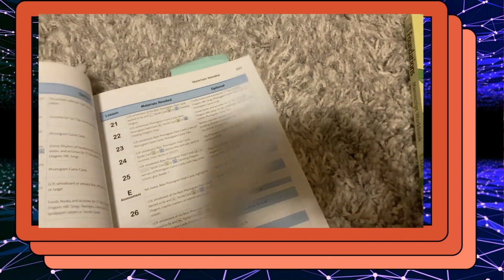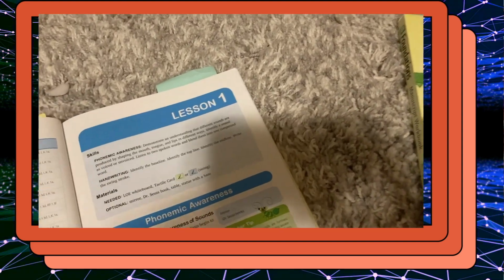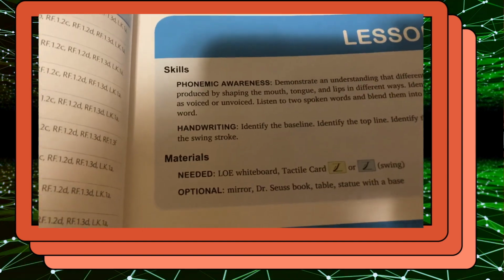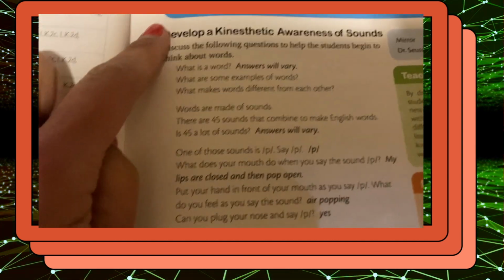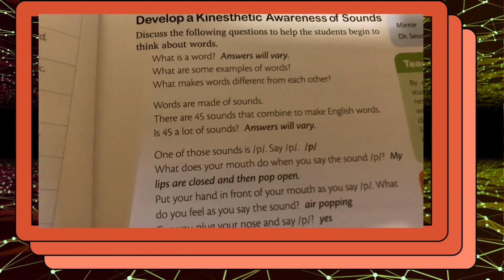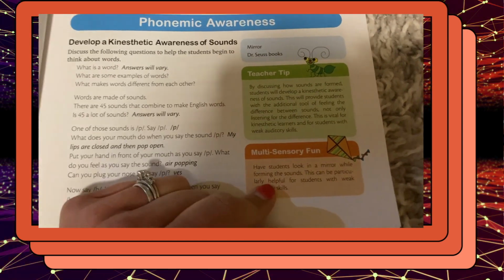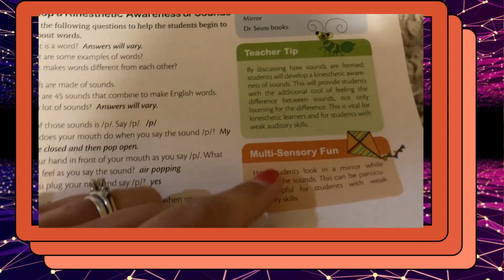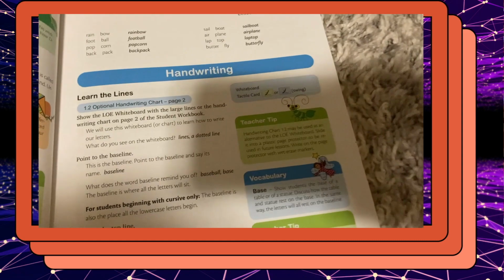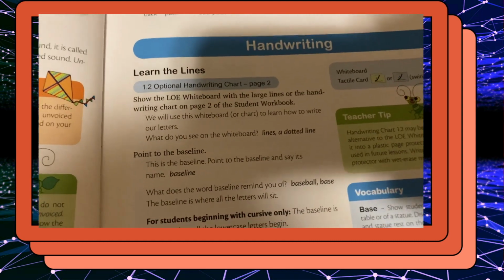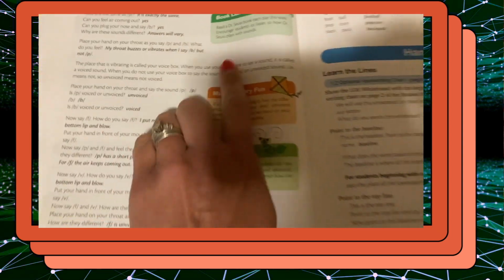And then I will show you an example of a lesson. So for lesson 1, it's going to overview what your student will be working on. It's very scripted of what to say to your student. It gives you ideas on the side of extra things you can do to make it multi-sensory. Handwriting, you can choose if you're doing cursive or manuscript with your kids. It gives you ideas of books to read that go along with the sounds.